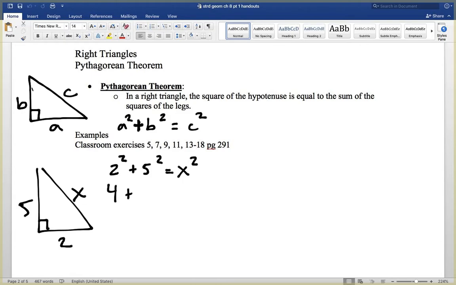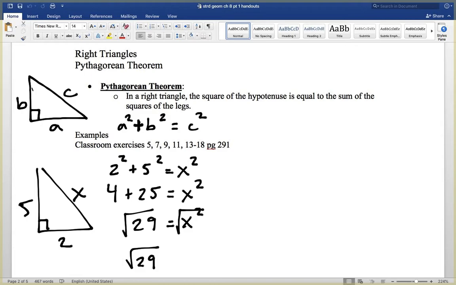That's 4 plus 25 is x squared. So add those up. 29 is x squared. And then to get that x alone, we're going to take a square root on both sides. And so we find that x is the square root of 29.